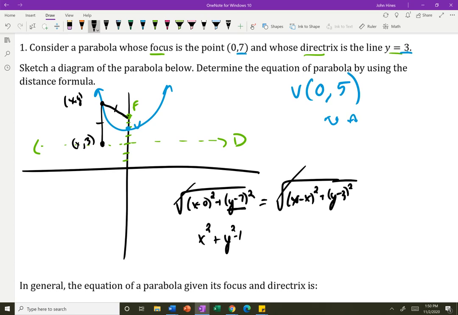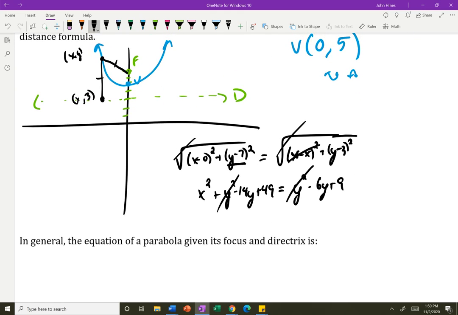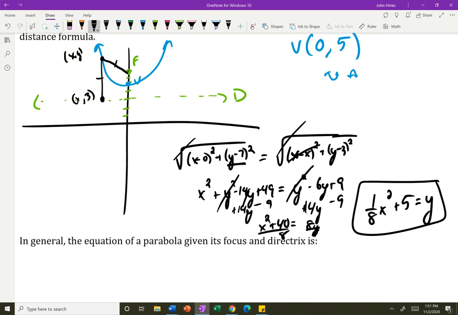I'm going to do this in my head because, again, you're never going to have to do this for me. Equals, that goes to 0. Make another box. The y squareds cancel out, and I've got to get y by itself. So x squared plus 40 equals 8y. Divide by 8, and I get 1/8 x squared plus 5 equals y, which is the equation.